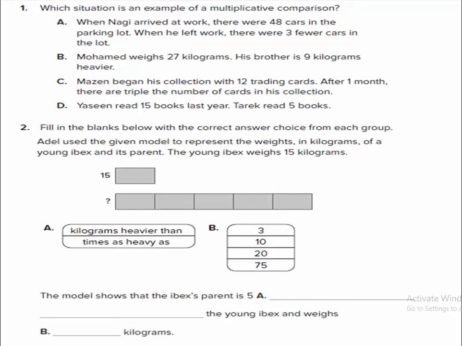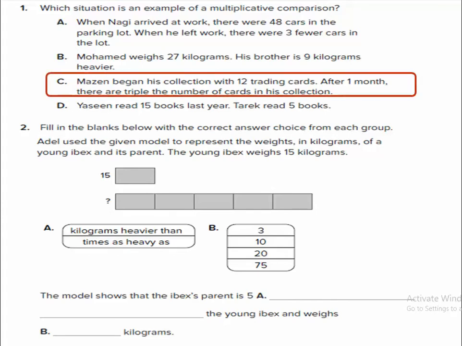Mazen began his collection with 12 trading cards. After 1 month, there are triple the number of cards in his collection. It's clear. This is the multiplicative comparison because we have triple here. Triple means times 3. Okay. Yasin read 15 books last year. Tariq read 5 books. It's not a comparison. Okay. Fill in the blank below with the correct answer.